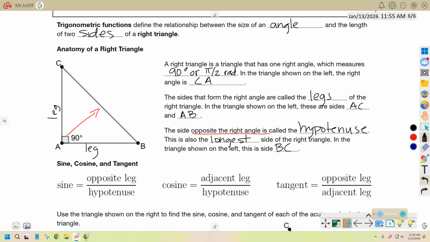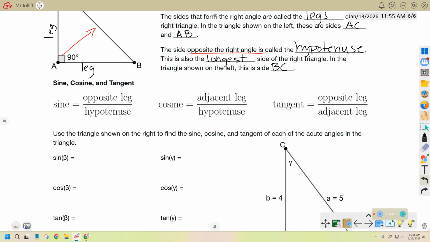The hope is that the next chunk is also familiar, which is the three primary trig functions you learned about in Math 2: sine, cosine, and tangent. Sin, cos, and tan, yeah? And you learned the acronym SOHCAHTOA. Sine is opposite over hypotenuse. Cosine is adjacent over hypotenuse. Tangent is opposite over adjacent. Yeah?